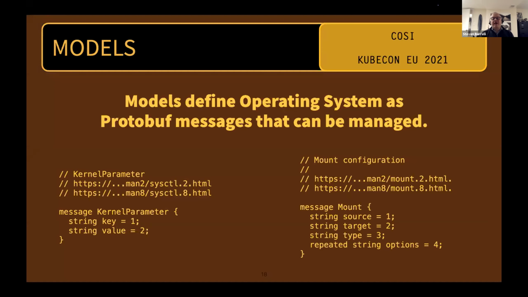So models define the operating system as protobuf messages. What I wanted to show with this slide is basically we take settings that are in the Linux kernel itself, and those actually are composed of messages that are typed. So the idea here is that as long as you adhere to this message format, you could write your client or your server in whatever language you want. What we want COSI to be is a standard set of specifications that configure a Unix-like operating system.